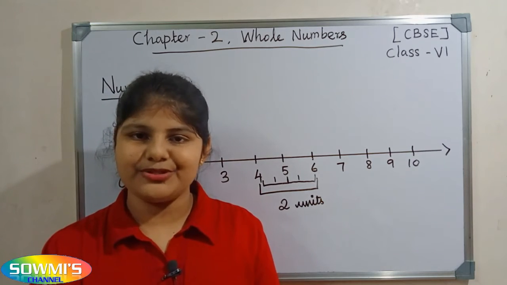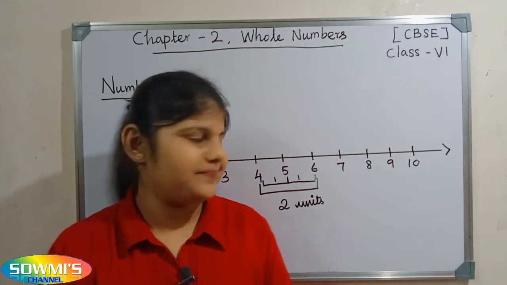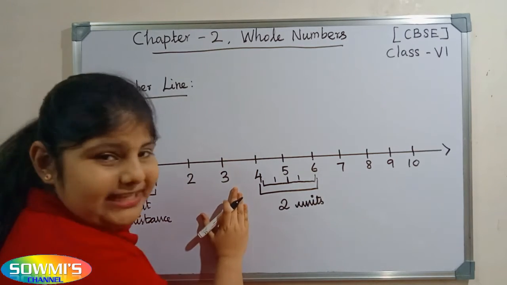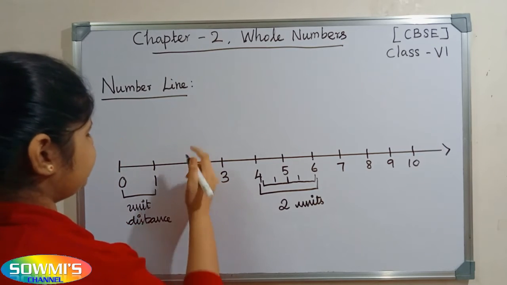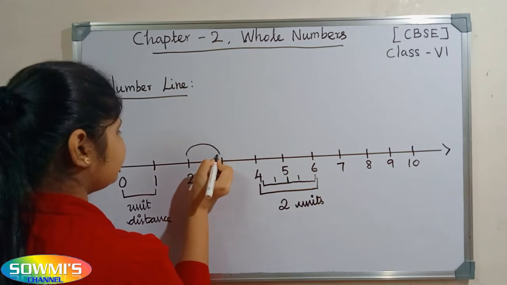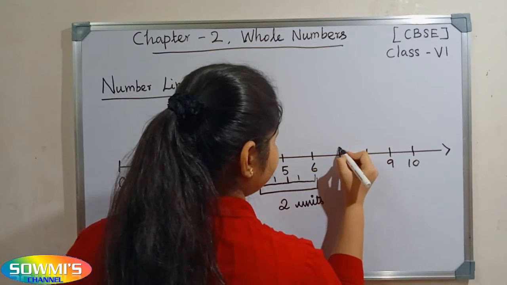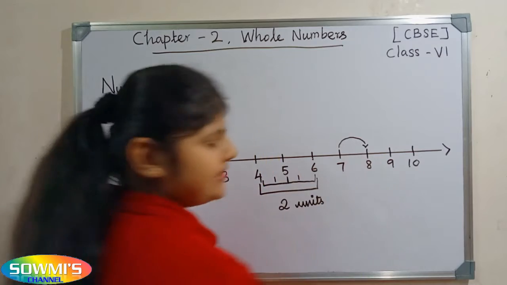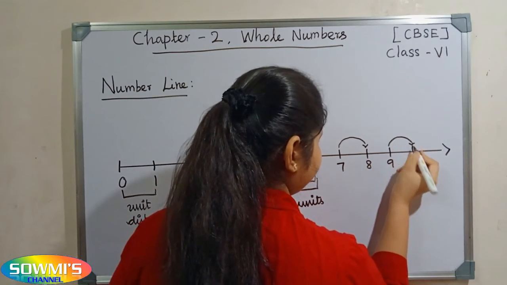Next we will see how to represent the successor and predecessor on the number line. We already know that successor means after number. So the successor of 2 is 3. The successor of 7 is 8. The successor of 9 is 10.